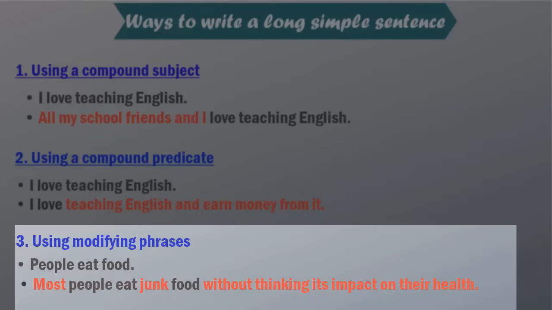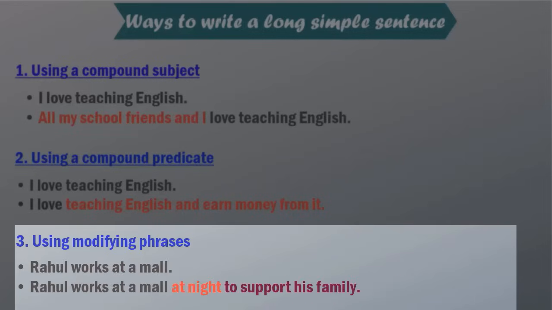Let me show you one more example. Third example, Rahul works at a mall. Rahul works at a mall at night to support his family. At night talks about when he works. To support his family talks about why he works at a mall. Guys, it is still a simple sentence, but it has a lot of information in it because we've used a couple of modifiers in it.